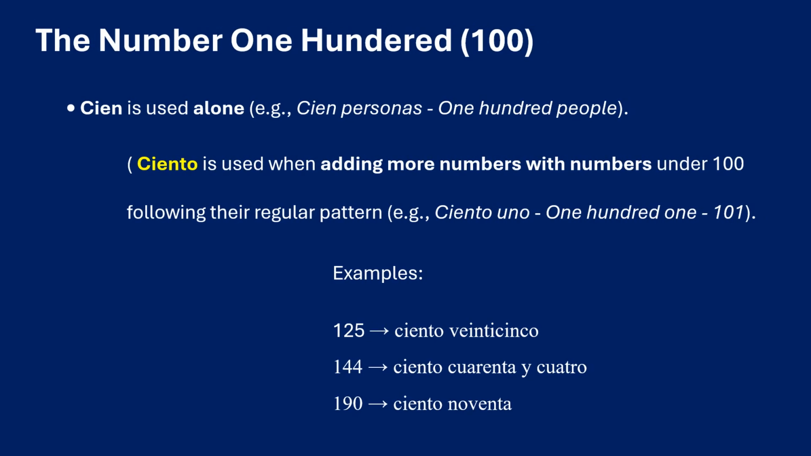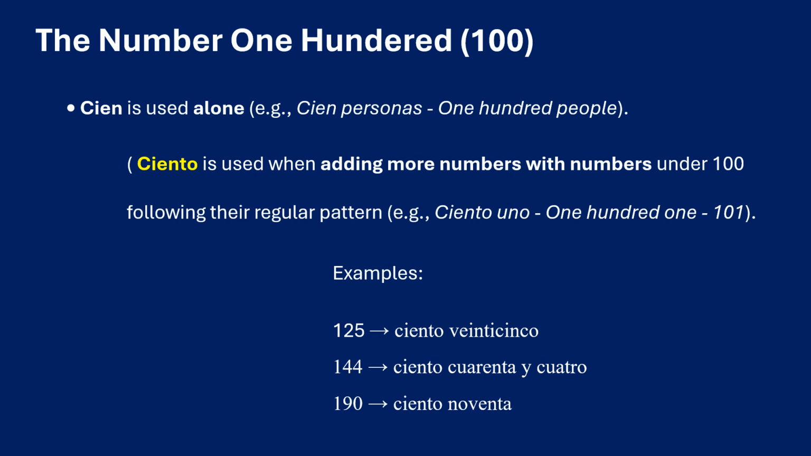The number 100 is cien. It is used exactly in that manner when used alone. For example, cien personas, 100 people. Cien libros, 100 books. Cien carros, 100 cars.